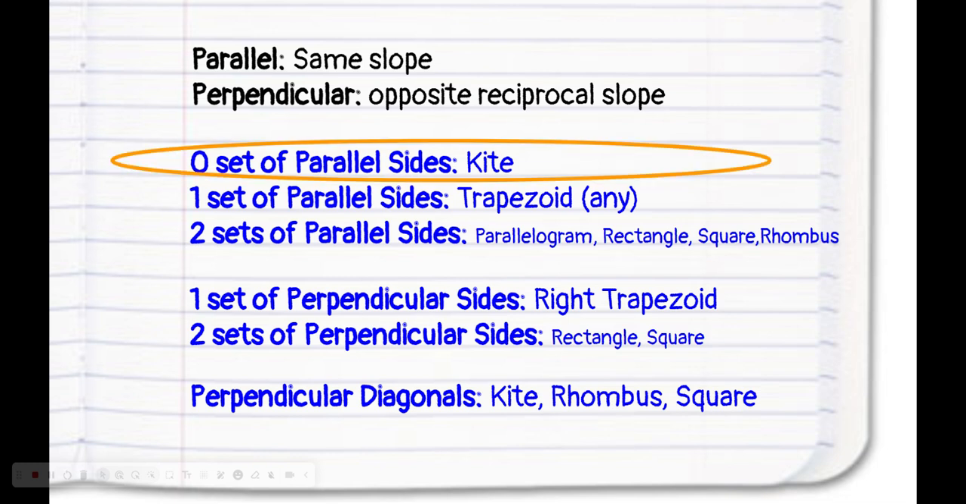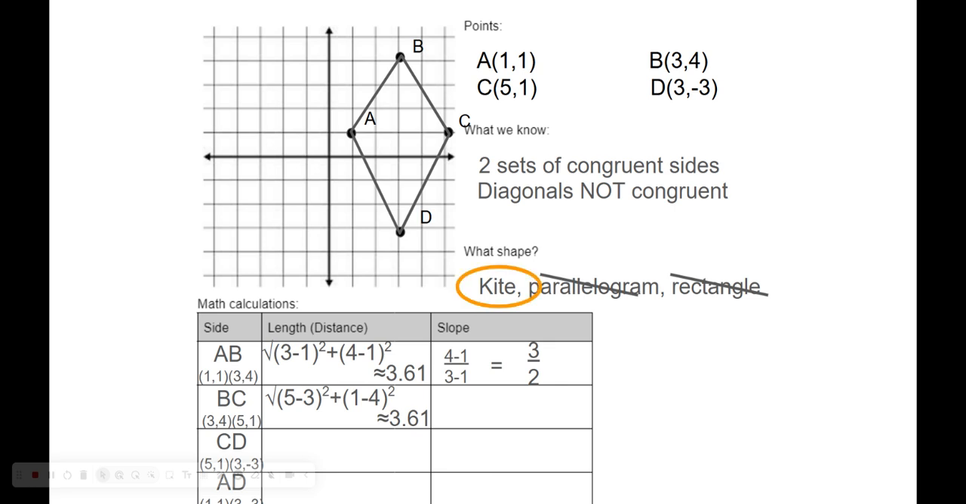So just finish all of those, and then when you finish all of those, you'll realize that, hey, I have 0 sets of parallel sides. I also have perpendicular diagonals, and once you finish up that whole slope column, and we did this in class, but you'll realize those 2 things. So what shape could it be? It's got to be a kite. So we know it's a kite.